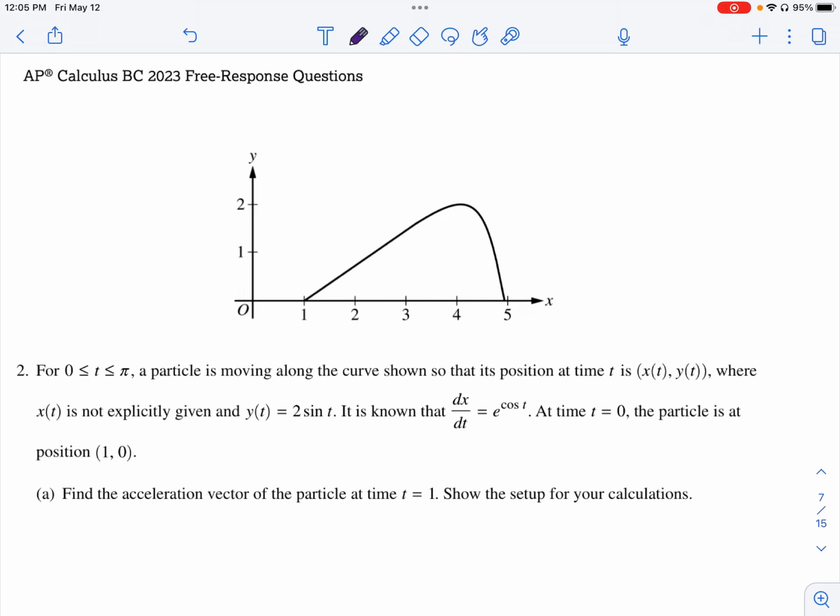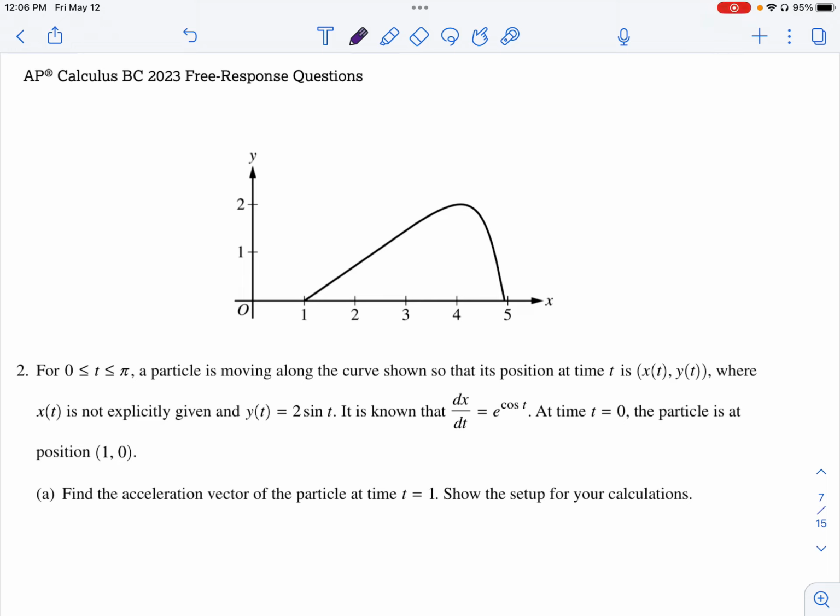In the question it reads, for t being some value between 0 and pi inclusive, a particle is moving along the curve shown so that its position at time t is x of t, y of t, where x of t is not explicitly given, but y of t is, it is 2 sine t. It is known that dx/dt is equal to e to the cosine of t power. And at time t equals 0, the particle is at position (1, 0). Okay, so we got some information here.